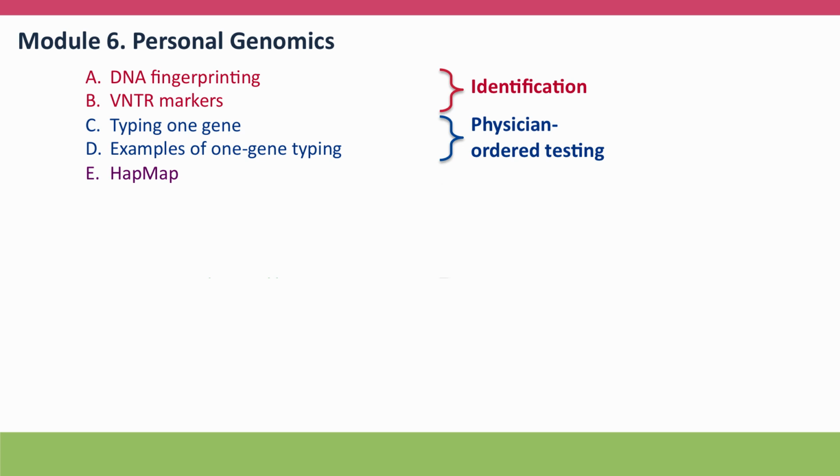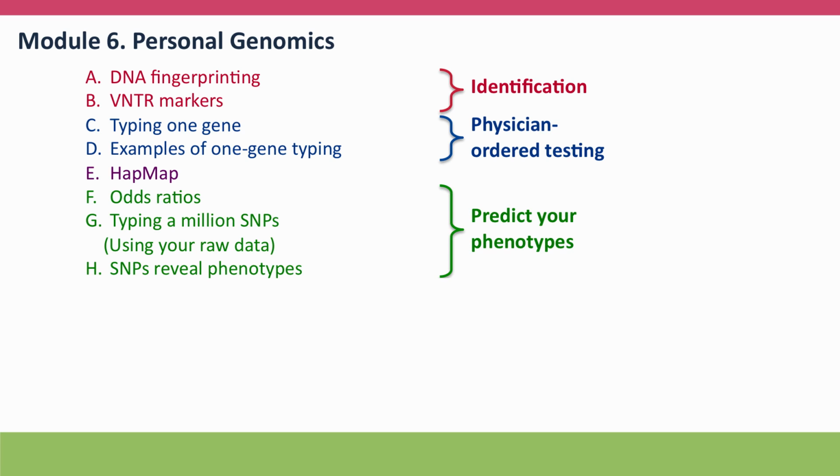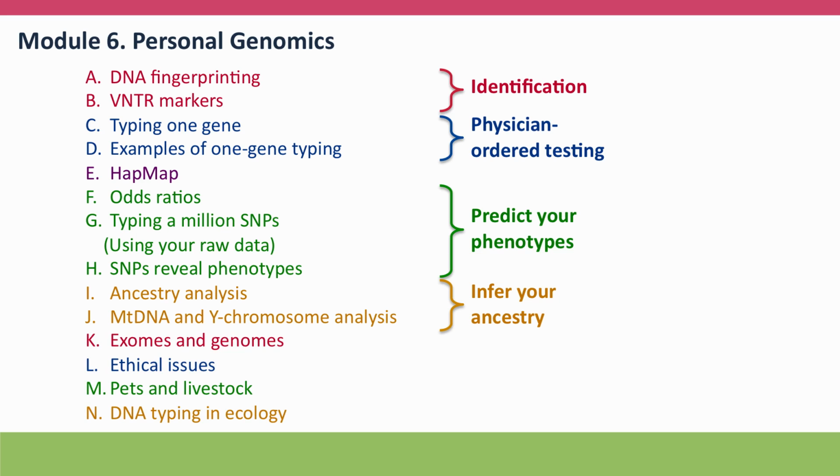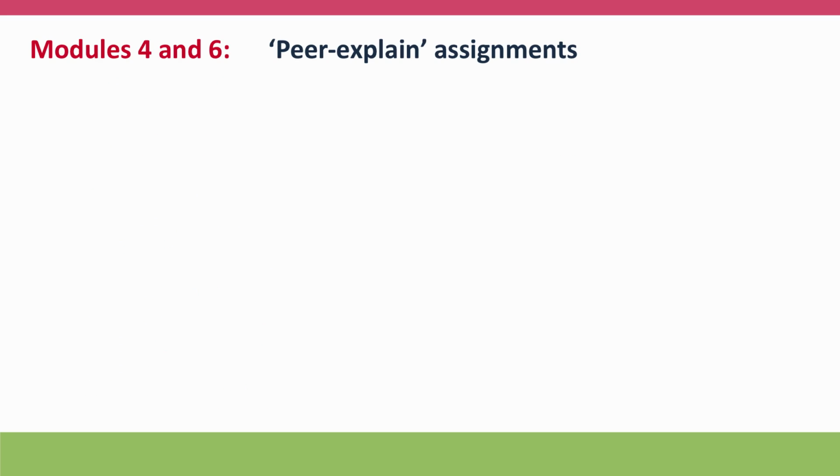to one of my favorite sites, HapMap, before we discuss how individuals can use genetic tests that are available to anybody to predict their phenotypes, partly, not completely, from information about their genotypes. We'll talk about how DNA analysis also allows you to infer ancestry and other ethical and amusing, complicated issues.